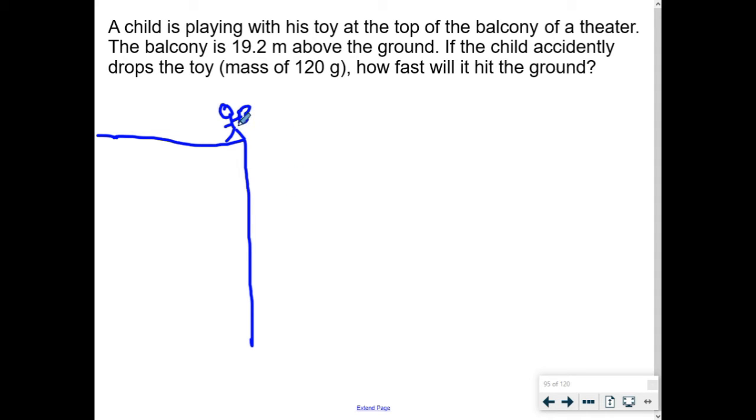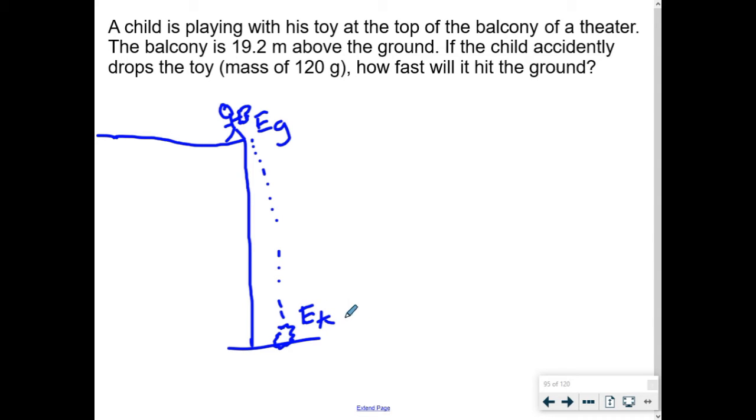What sort of energy does the stuffy have if it's dropped? Just potential due to gravity. That's it. Then the stuffy, whatever it is, will fall down to the ground and it will hit the ground. And the instant before it hits the ground, all it will have is kinetic.